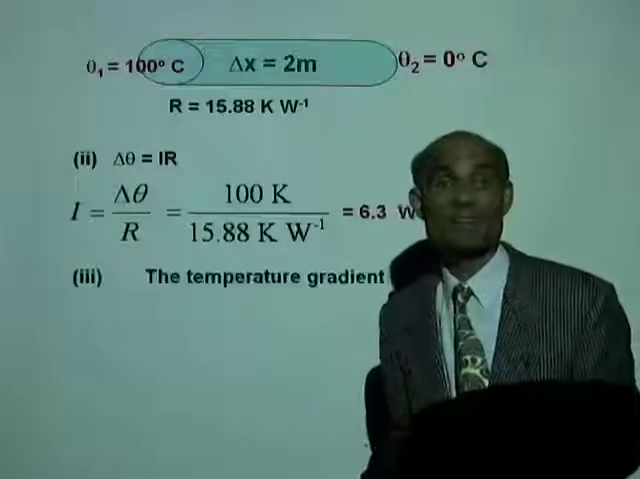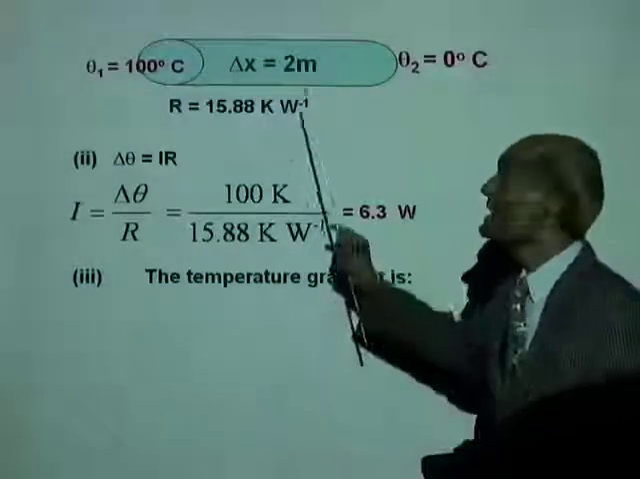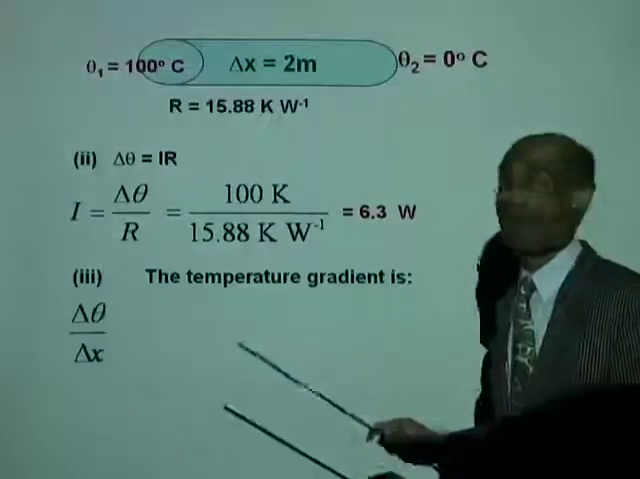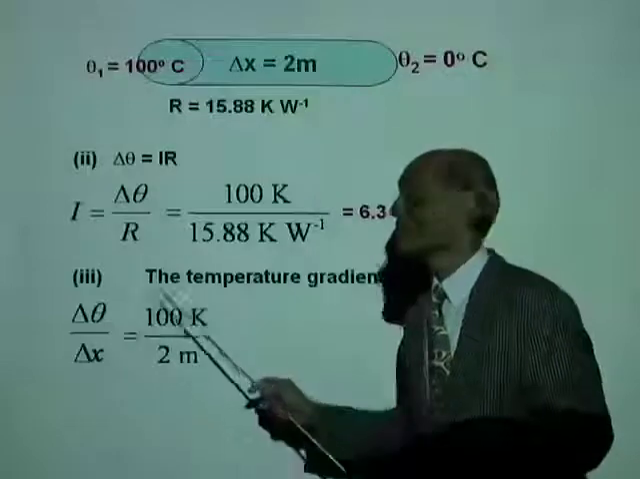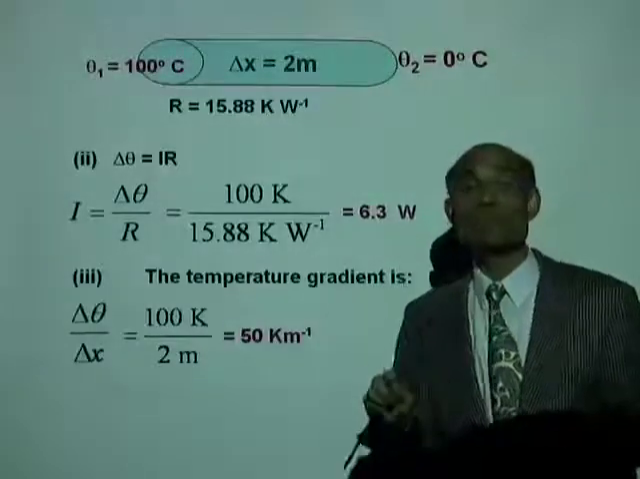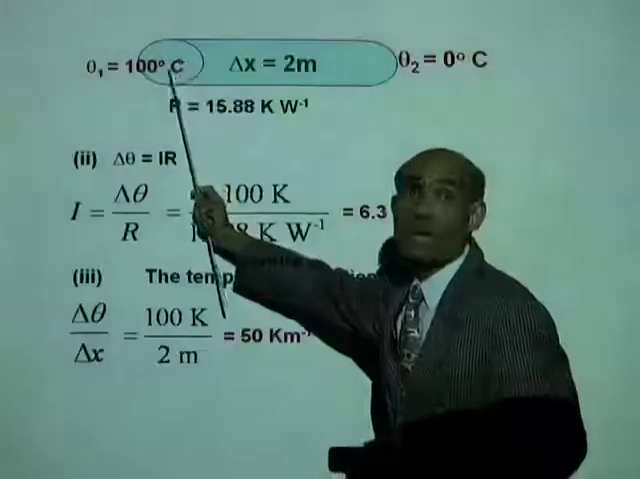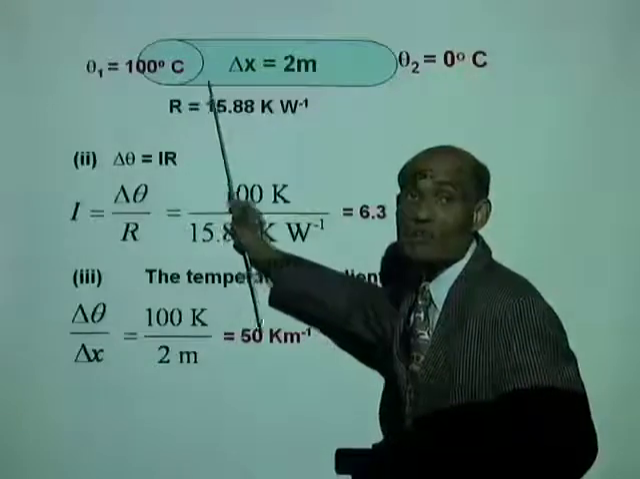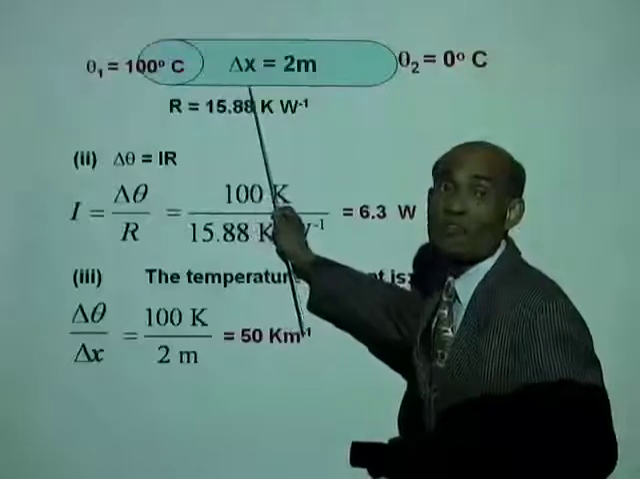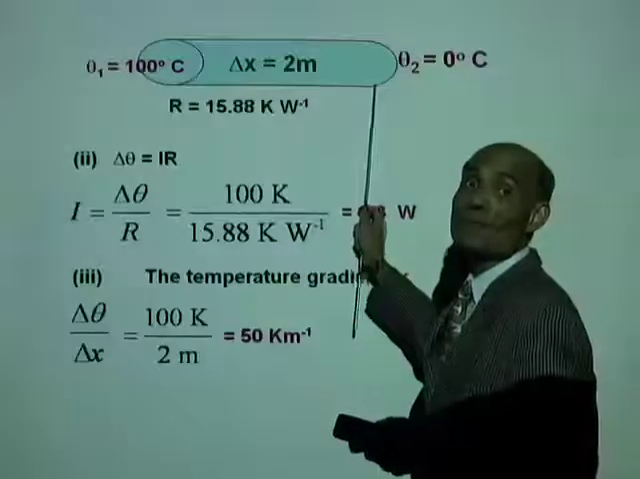What is our next part? The temperature gradient. What is the temperature gradient? Delta theta divided by delta X. And we know both those values. 100 Kelvin divided by 2 meter, that is 50 Kelvin per meter. What does that mean? As we go down from the hot end towards the cold end, the temperature will fall at the rate of 50 Kelvin per meter.